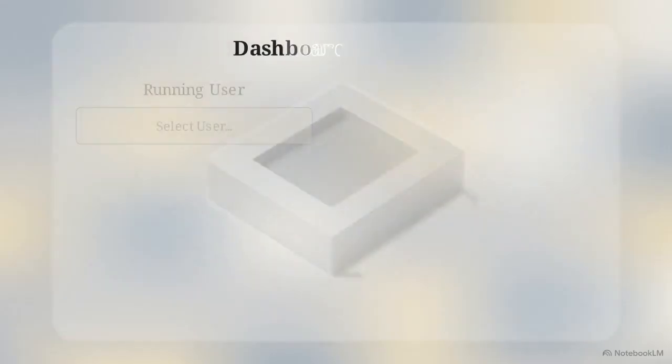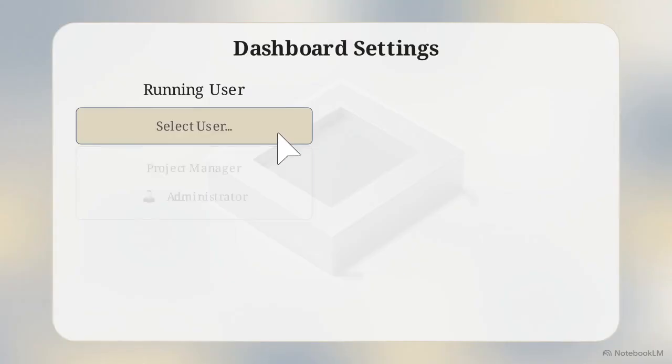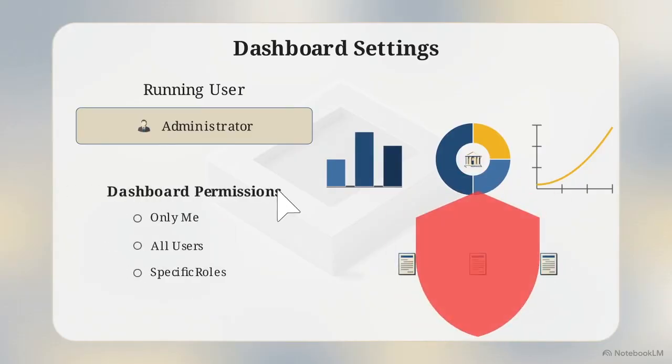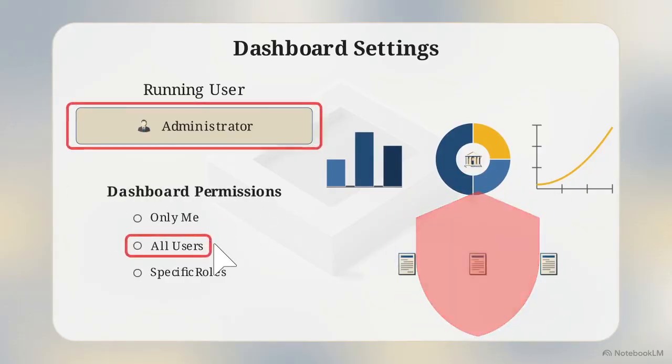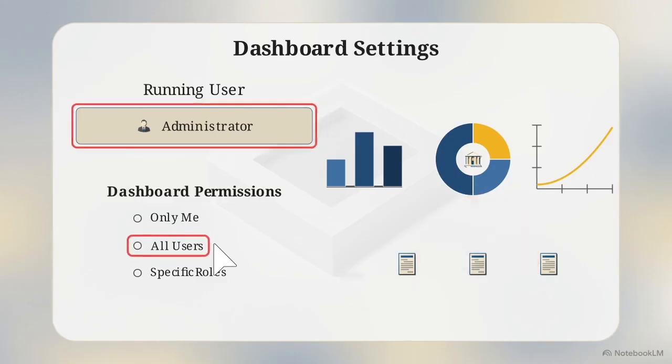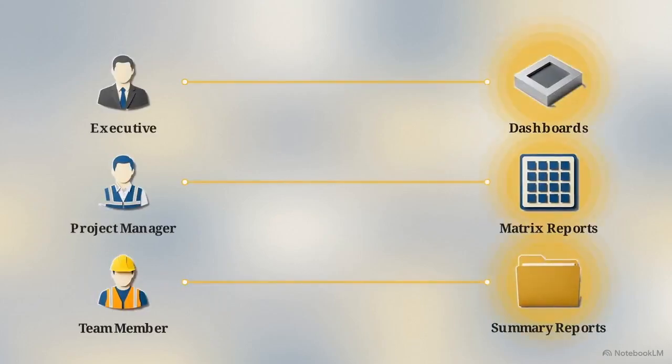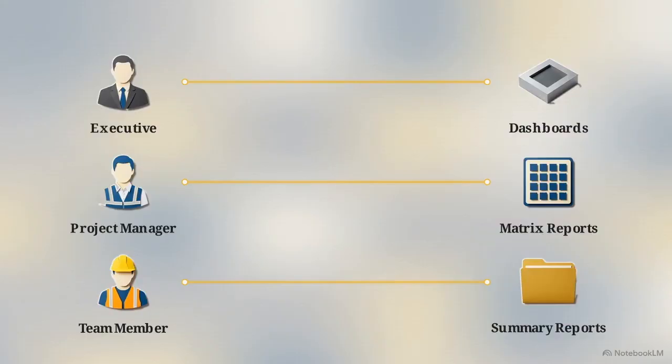The running user field determines what data populates the charts, dictating whose permissions control visibility. Selecting an administrator grants global visibility but creates a security risk, potentially exposing confidential financials if dashboard permissions aren't strictly restricted. Dashboards are excellent simplification tools, but their accuracy and security are entirely inherited from your underlying matrix construction and permission frameworks. Generating the highest return on investment from Trimble Unity Construct requires an intentional, role-based deployment of these tools.